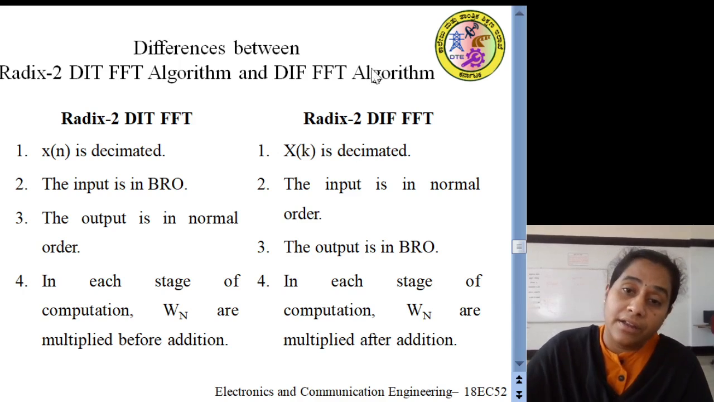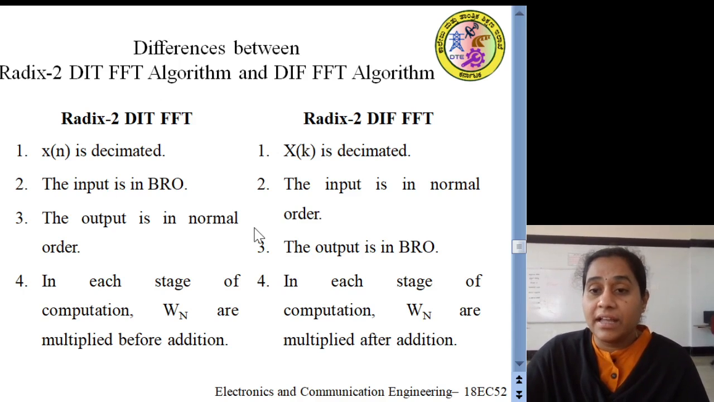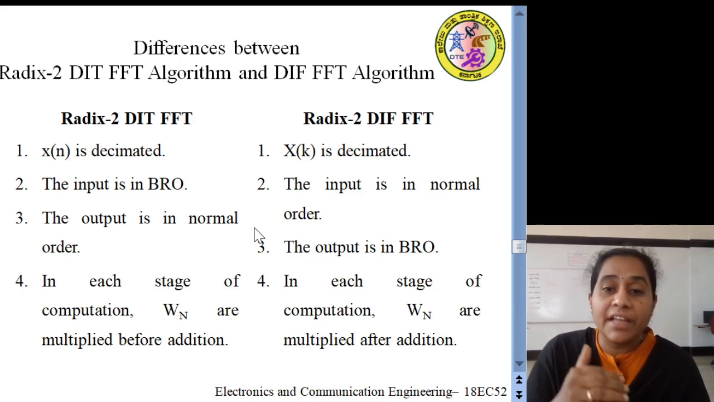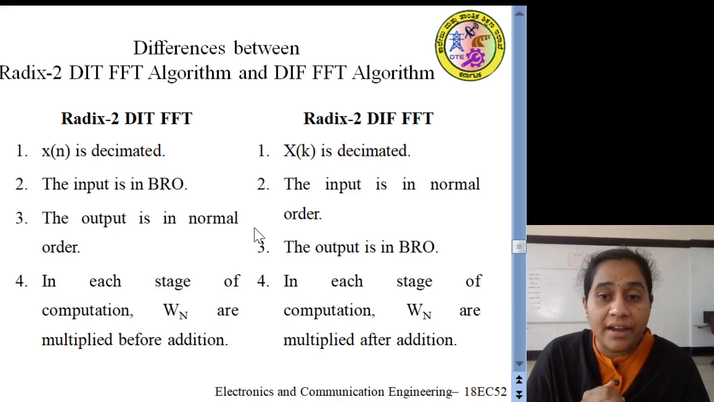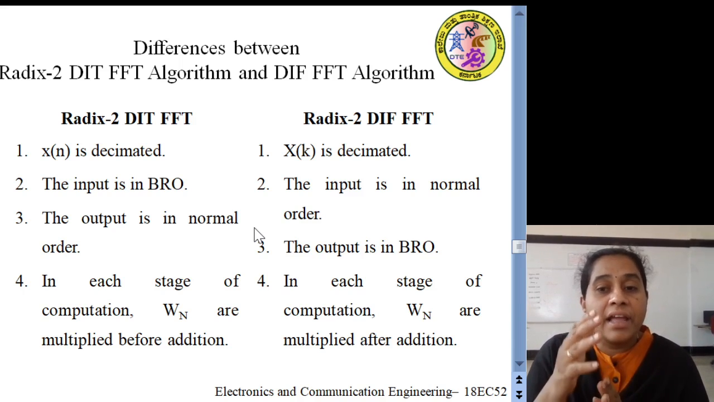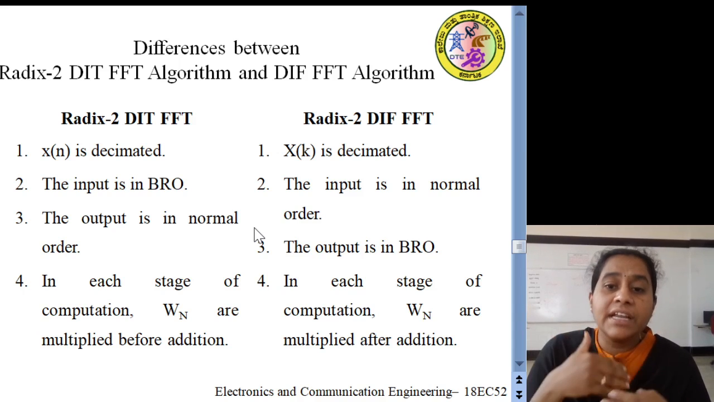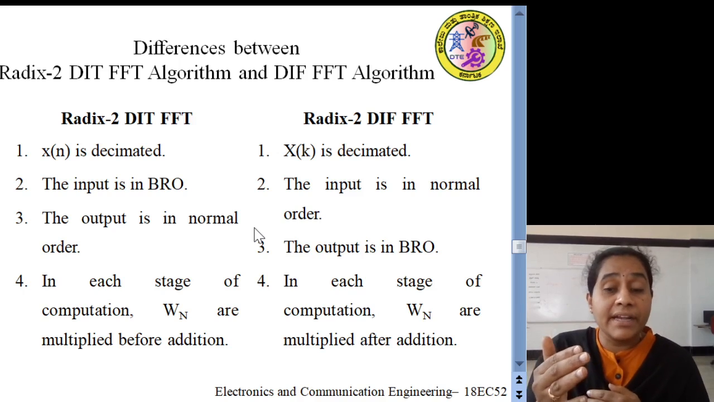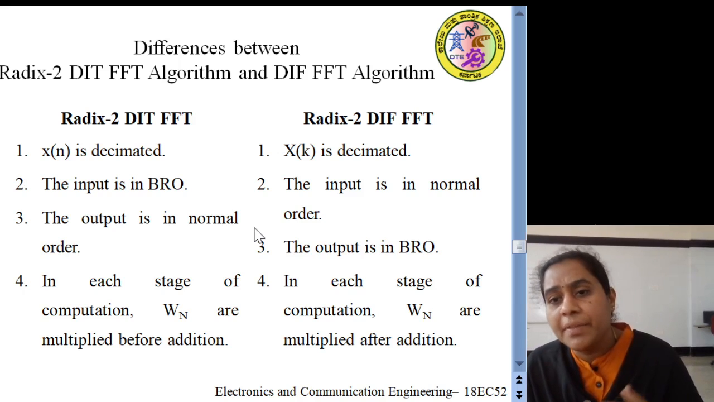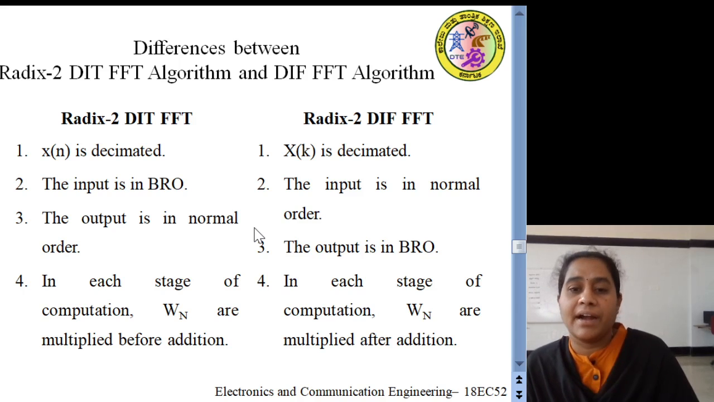Now the second difference is in giving the inputs. In the case of the radix 2 DIT FFT algorithm, we are giving the inputs in bit reversed order. So here it is not in normal or natural order. Instead, it is in jumbled order. So here it is in bit reversal order in the case of the DIT FFT algorithm. If you come to the DIF FFT algorithm, the input will be given in normal order.